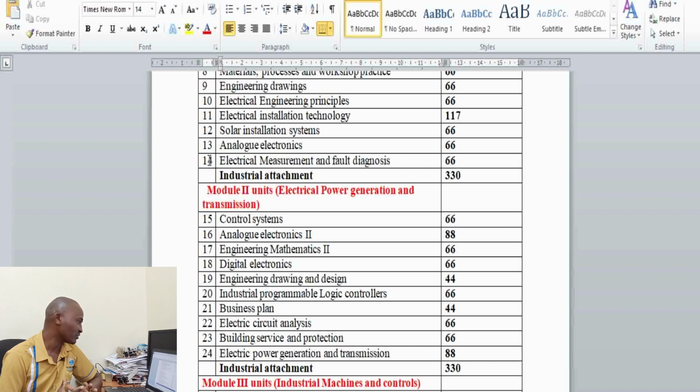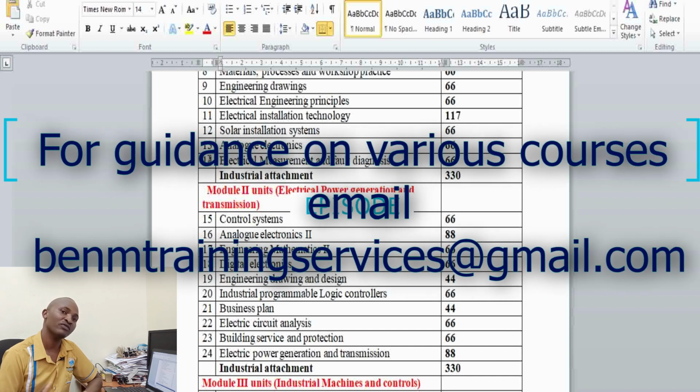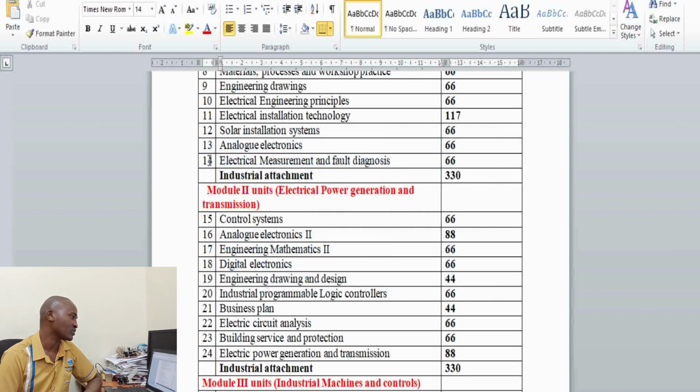So the various units, the 14 of them, they are combined into 6 papers. And those 6 papers, you must pass either all of them or fail at most 2, so that you can proceed to the next year of study. That is your module 2.